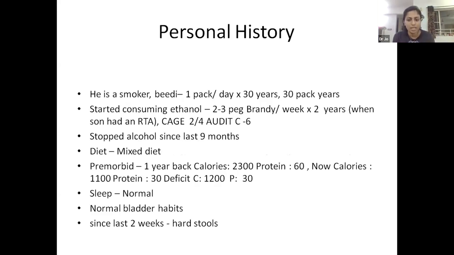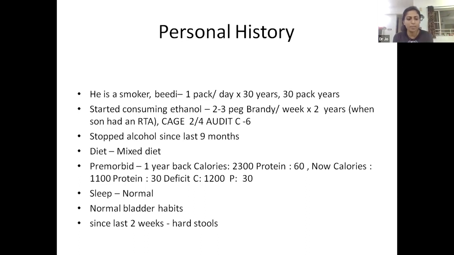Personal history. He is a smoker. Smokes 1 pack per day for the past 30 pack years. Started consuming alcohol, 2 to 3 pegs of brandy per week for the past 2 years, when his son had an RTA. CAGE 2 of 4 and AUDIT-C 6. Stopped alcohol since the last 9 months.